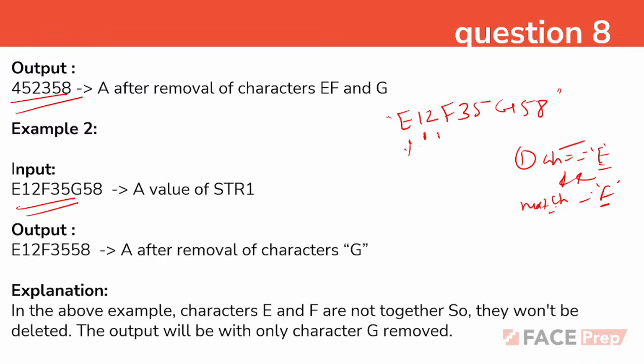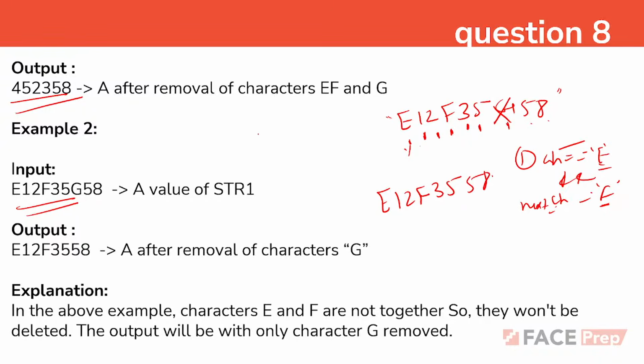Just move to the next character, which is 2, no. F, no. And 3, 5, and G alone, just remove it, and 58. So the output is going to be E 12 F 35 and 58. Right? This is the output over here.